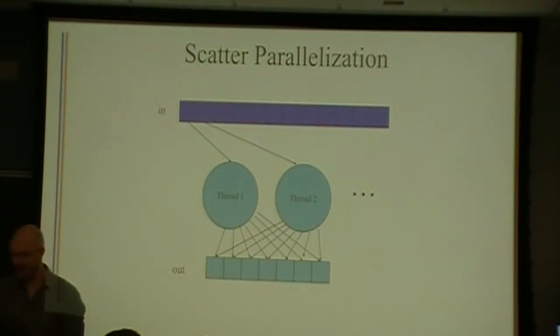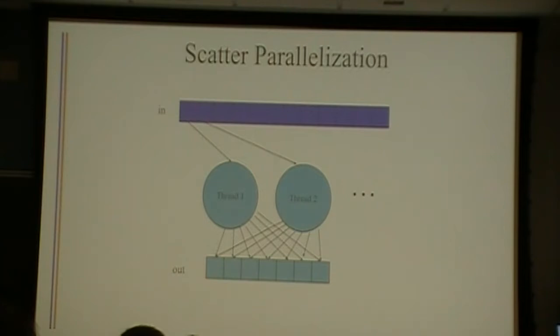This is called a scatter parallelization. The reason it's called a scatter is you can think of it from the thread's perspective. I'm a thread, I take my input, and I affect all the outputs. I just throw my input to all of the outputs. I scatter it across all the outputs.